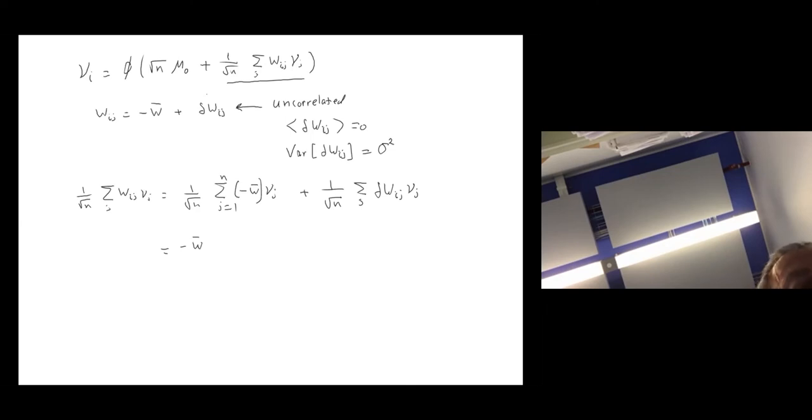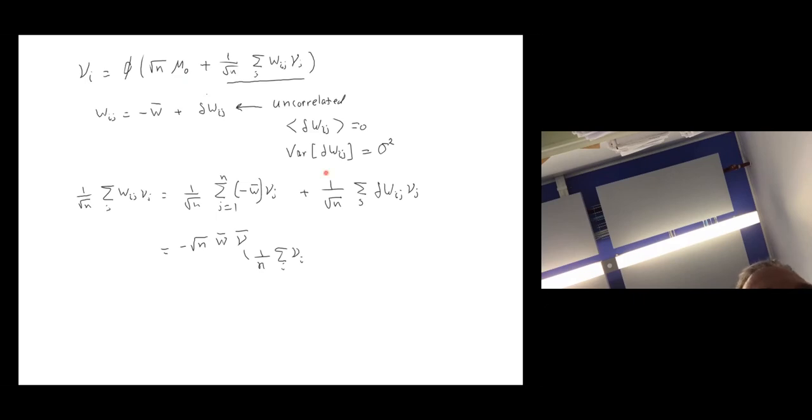There are n terms in this sum, but we only divide by root n. So we get a minus root n W bar nu bar. So nu bar is 1 over n sum on i of nu_i. So this first term is kind of big, and this is why we had to have a root n mu here to cancel things out. What about the second term?